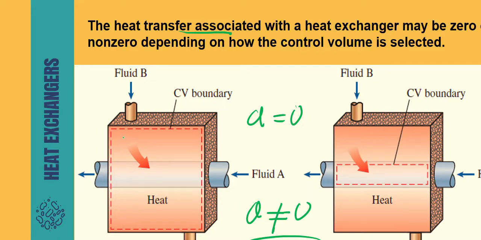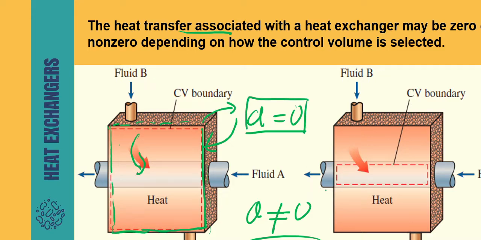If you select your system to be the entire system, which consists of fluid A and fluid B, you know that the heat transfer only occurs inside here, from fluid A to fluid B, right? So this is the heat transfer in the system, but there is no heat transfer from the system or to the system. So that's why your Q equals zero, no heat transfer.